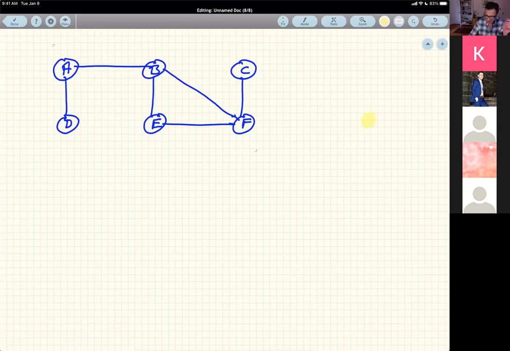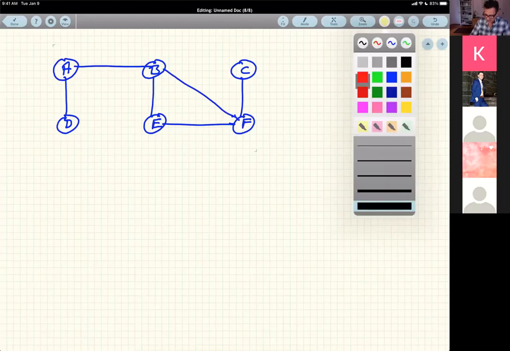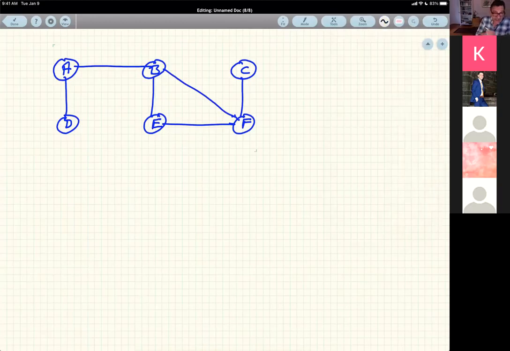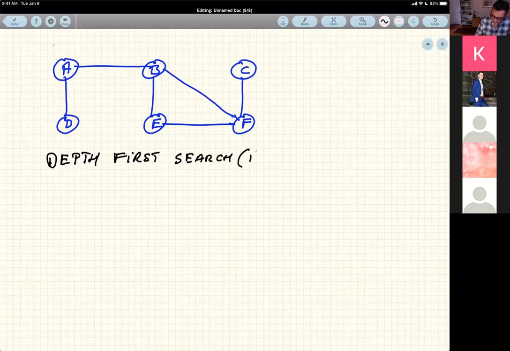Okay, so how do we do that? What's the algorithm for depth first search? That clearly is going to give us a different notion of this graph than we had with the breadth first search. So now we're going to do depth first search. DFS. Okay.